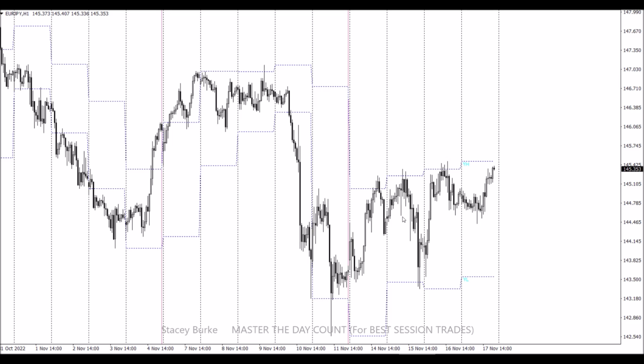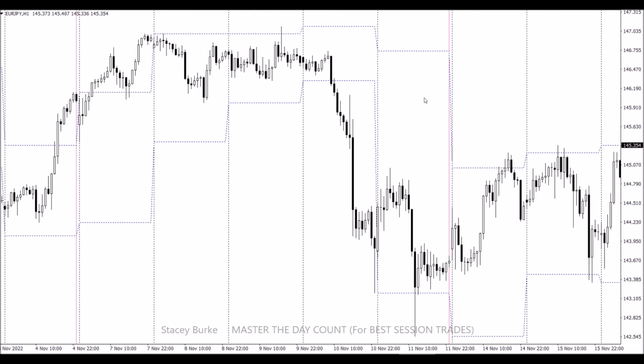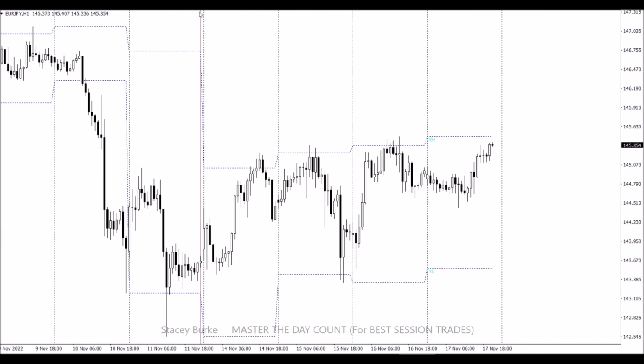Now, we'll look at a couple pairs just to show some explosive session trades, different variations, euro-yen. So we have our Monday high and low. I know that we broke Friday's high. I know traders have... I don't even want to go there. I just want to talk about the range and the day count so you start to understand the session opportunities.